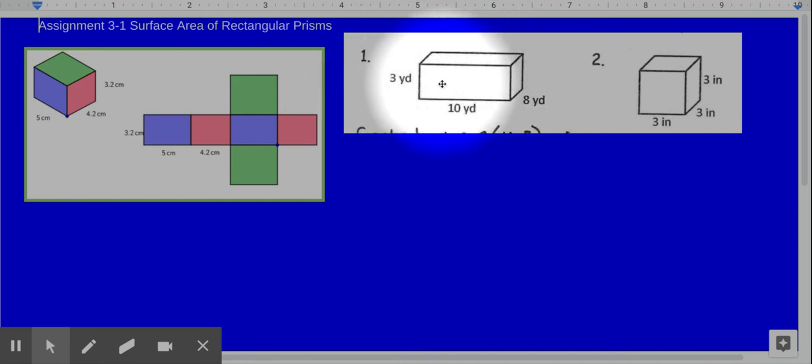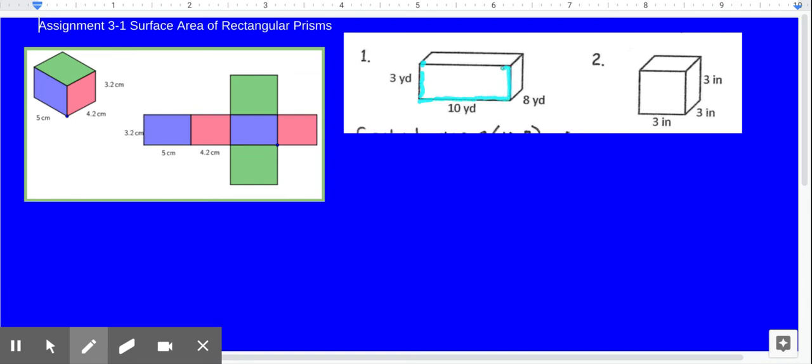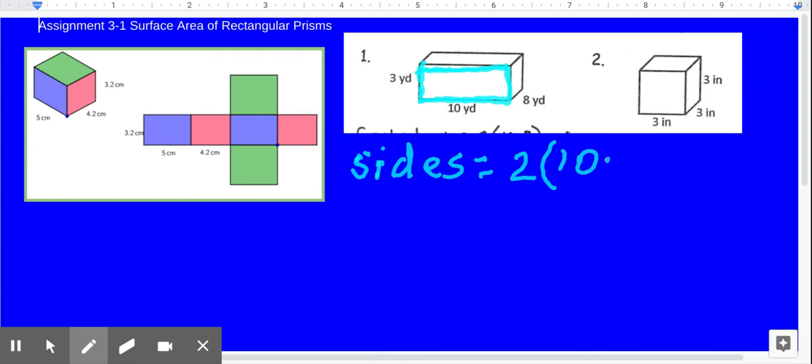The side that's most obvious to me to look at right now is what we'll call the side. We have a prism here that has a side of 10, a base of 10 and a height of 3. Okay. So I have two of them. So let's call that the sides. I'll make that a little clearer. The sides, I have two of them, and their area would be 10 times 3.